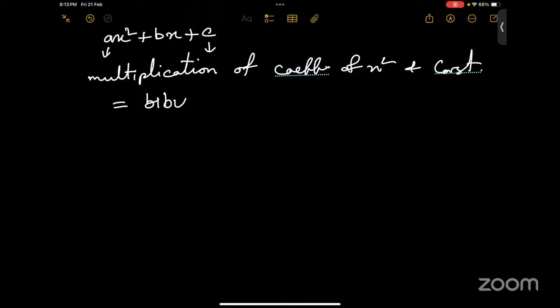So for example, we have seen an example. Suppose this is our example, then we can break it, right? So the multiplication of these two terms is 30.